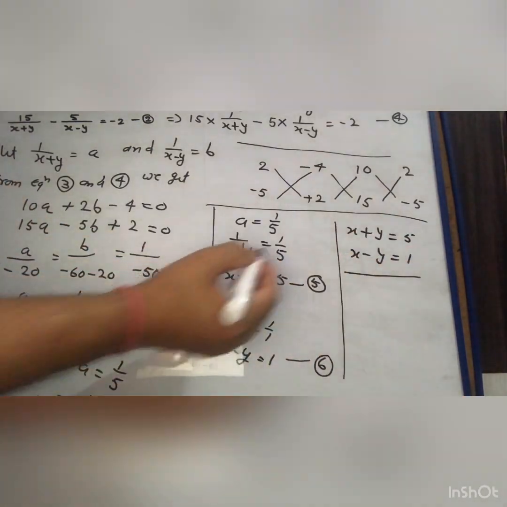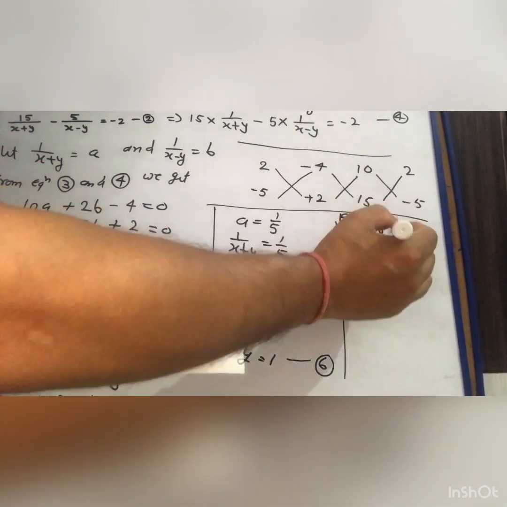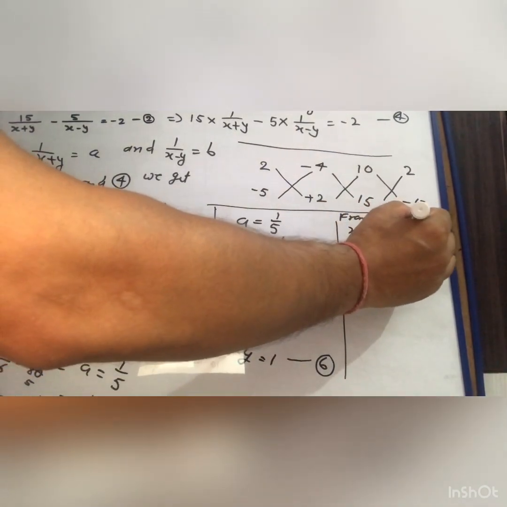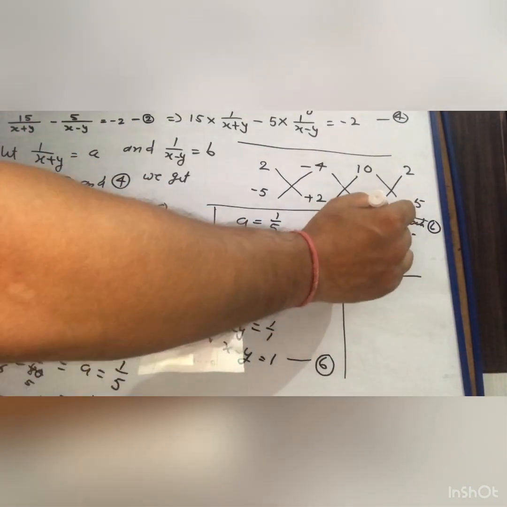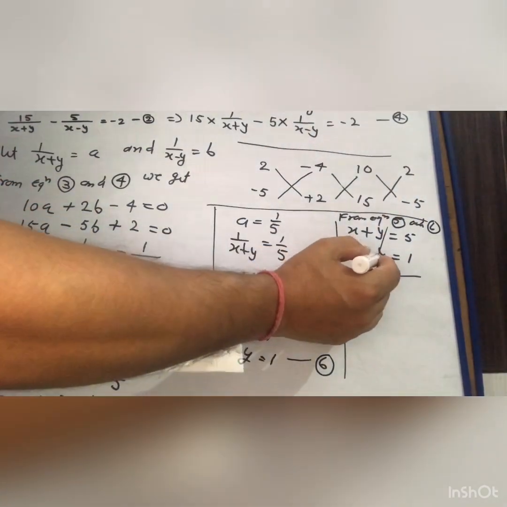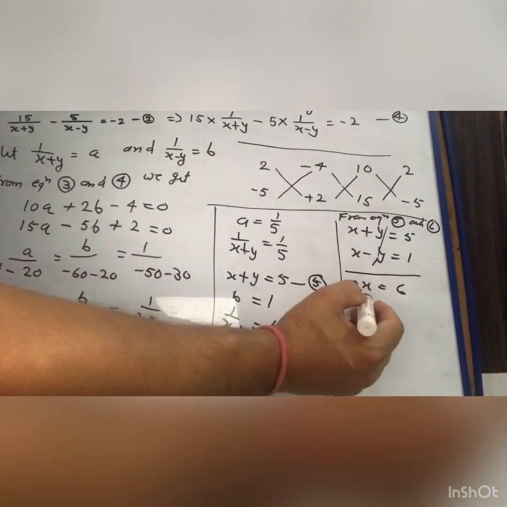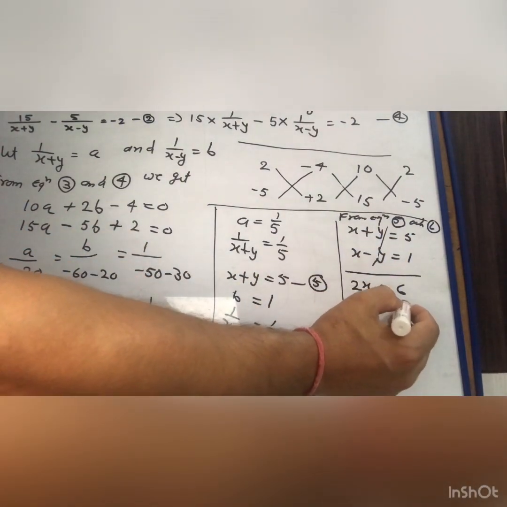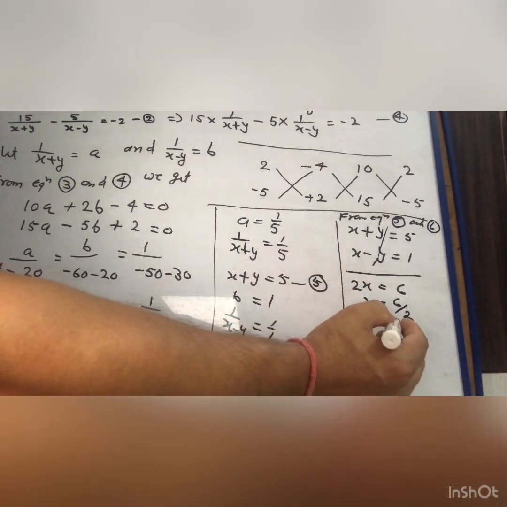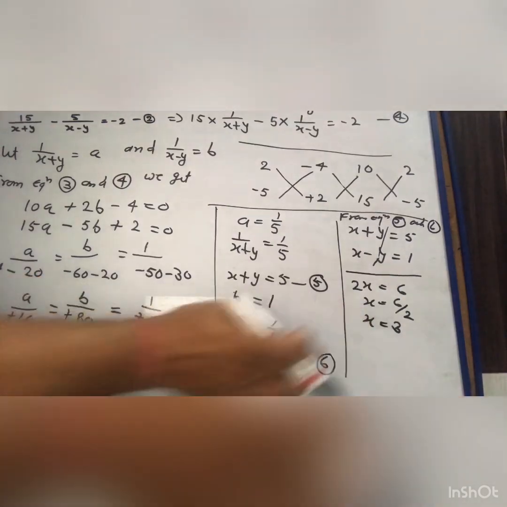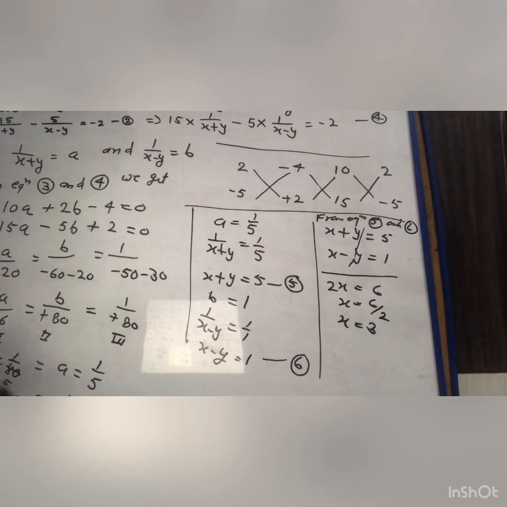Adding these two equations, equation 5 and 6, the positive y and negative y both cancel. So 2x equal to 5 plus 1, that is 6, so x equal to 6 upon 2. Transpose this 2 to the right side and you will get x equal to 3. And now substitute this value of x in any one equation.